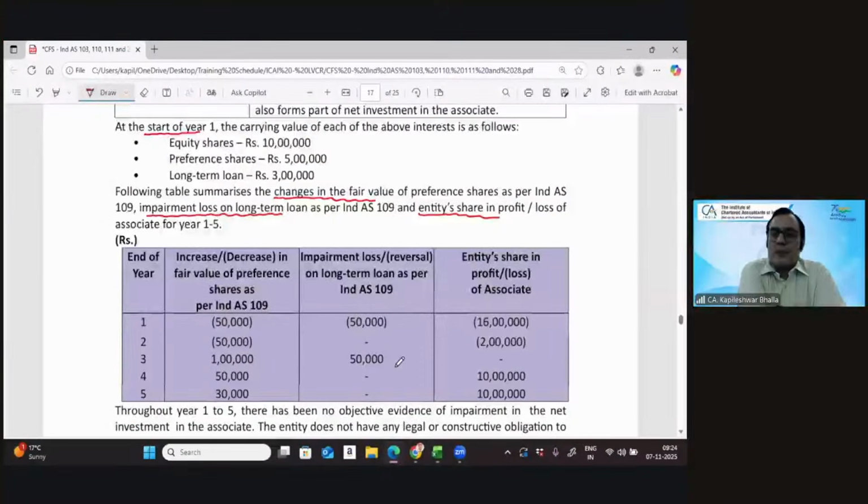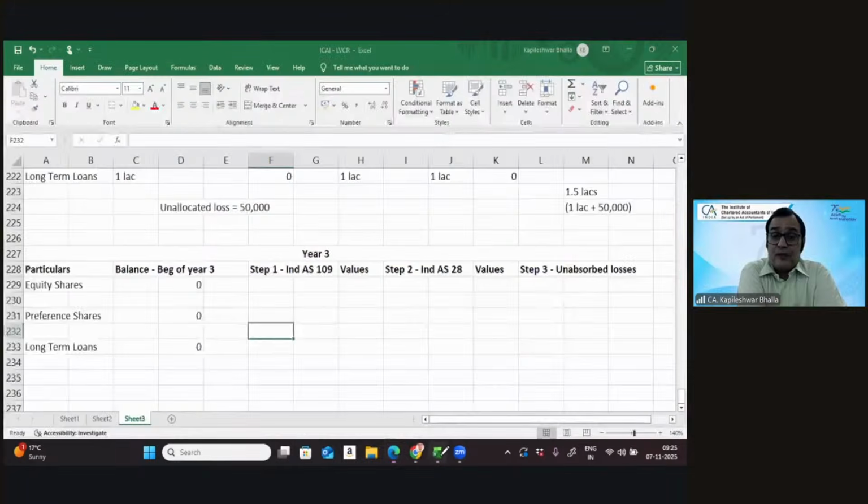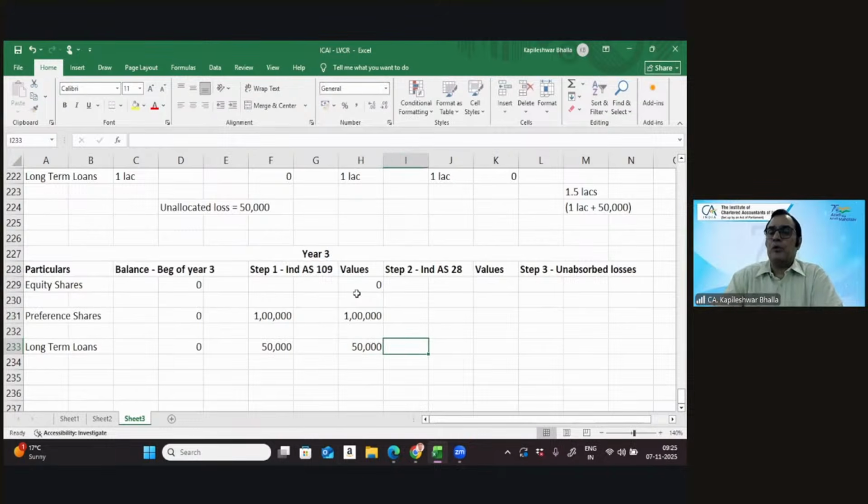So now let's go to the step number 1 in third year. Now in third year, there is a 1 lakh rupees of fair value gain. And there is 50,000 reversal of impairment loss. So we need to book a gain to the extent of 1 lakh in the fair value changes. We need to book a reversal of impairment loss to the extent of 50,000. So the values after 109, then this is 1 lakh, then this is 50,000. Booking the fair value gains and booking the reversal of impairment loss, we get the values post the step number 1.